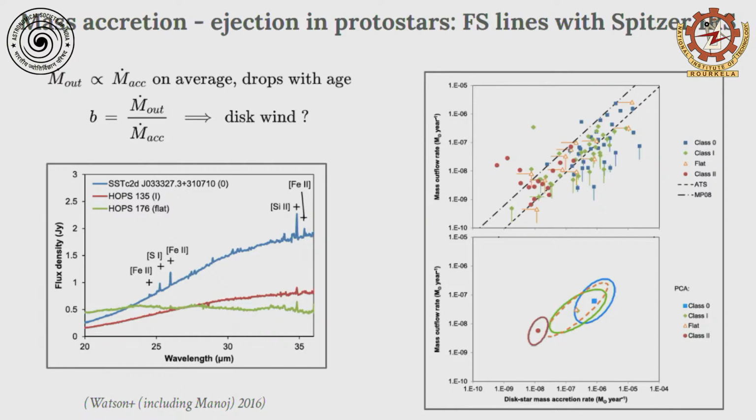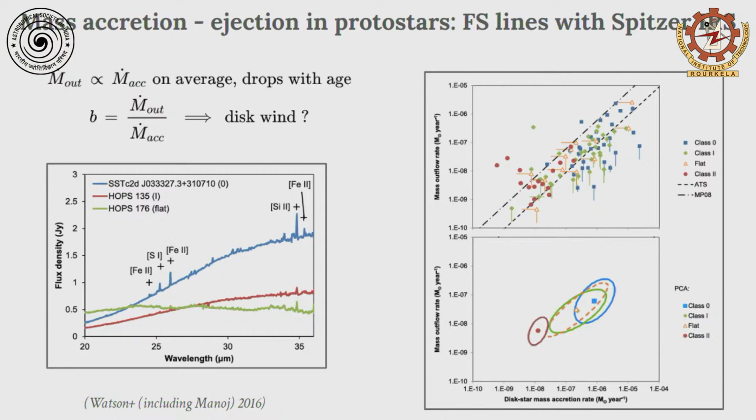So one of the major results that have come out of Spitzer was on the mass accretion-ejection relation in protostars. Now, for more evolved objects like class 2 or protoplanetary disks, which were optically visible or visible in the near infrared, this was done in the 90s also using large telescopes and also HST.